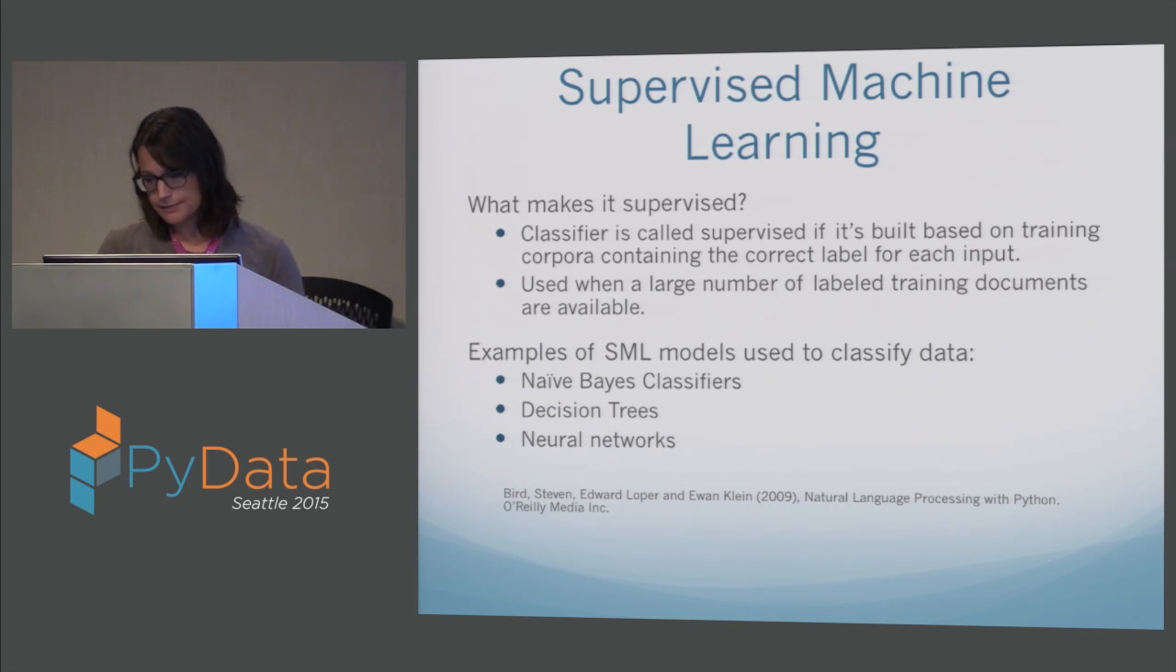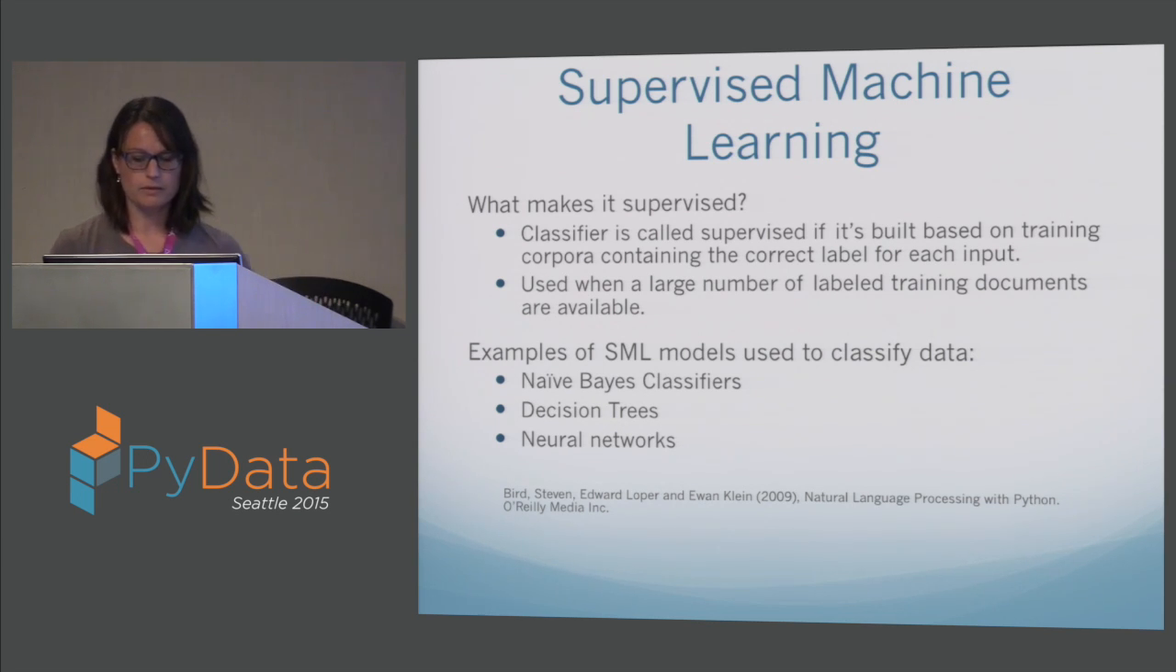So supervised machine learning. What makes it supervised? The classifier is called supervised if it's built based on training corpora. And corpora is just, if I haven't explained that before, your text content. So corpora could be sentences, or a book, or comments in our case. The training corpora has to contain the correct label for each input. It's used when a large number of labeled training documents are available.